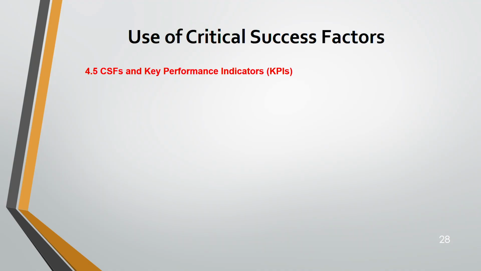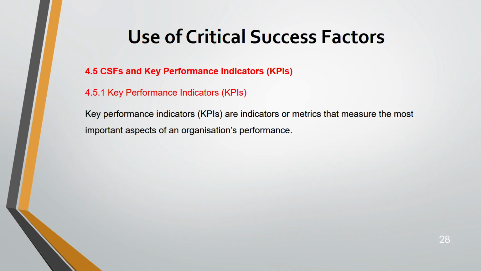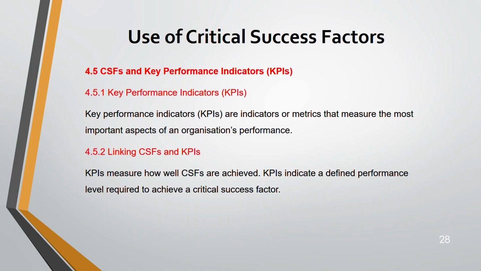Now, CSF and KPI. KPIs are indicators or metrics that measure the most important aspects of the organization's performance. Not every aspect, the most important aspects. That's why it's known as key. Now, linking the two. KPIs measure how well critical success factors are achieved. So, KPIs indicate a defined performance level required to achieve a critical success factor.